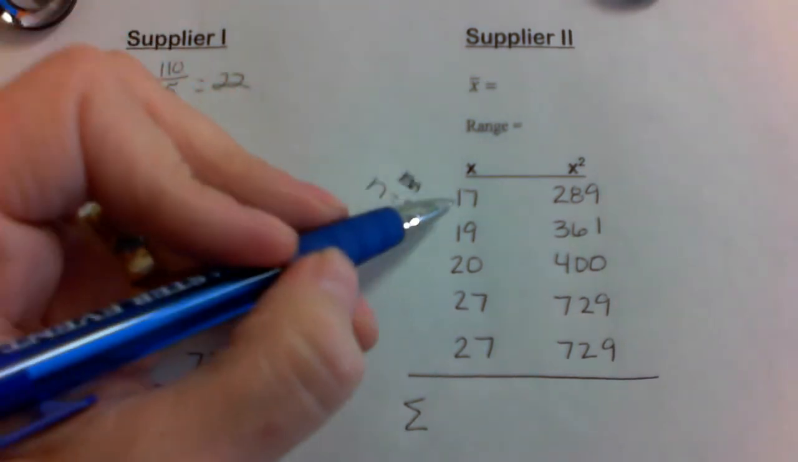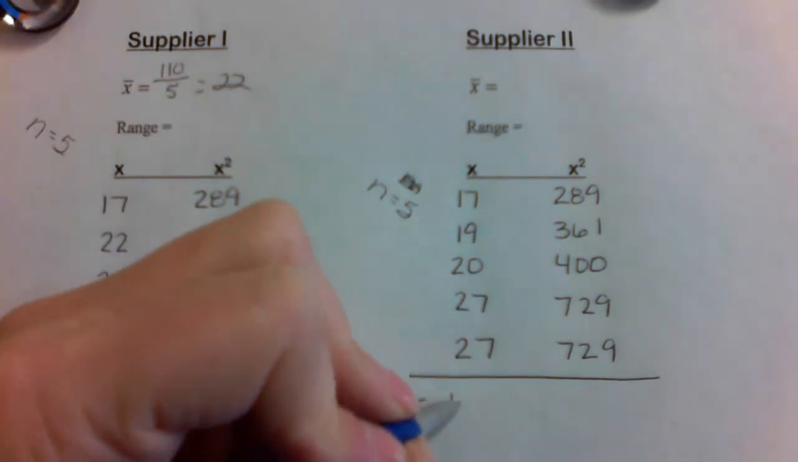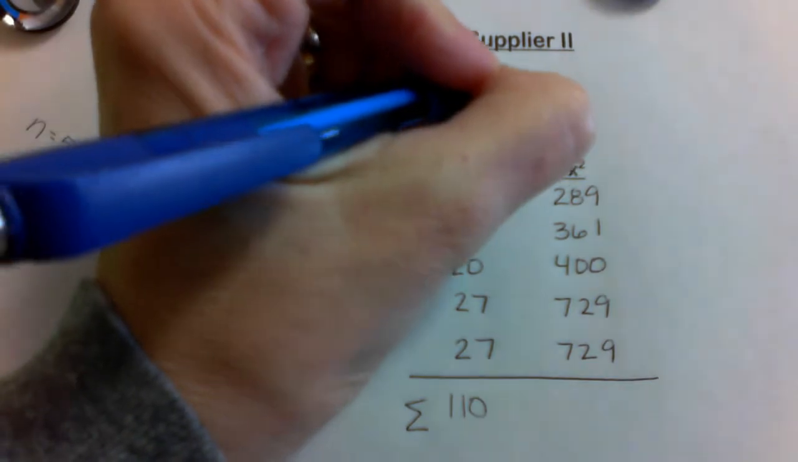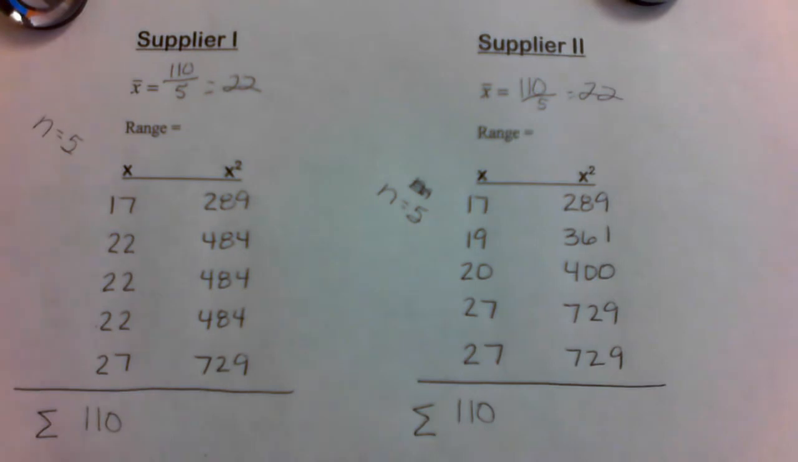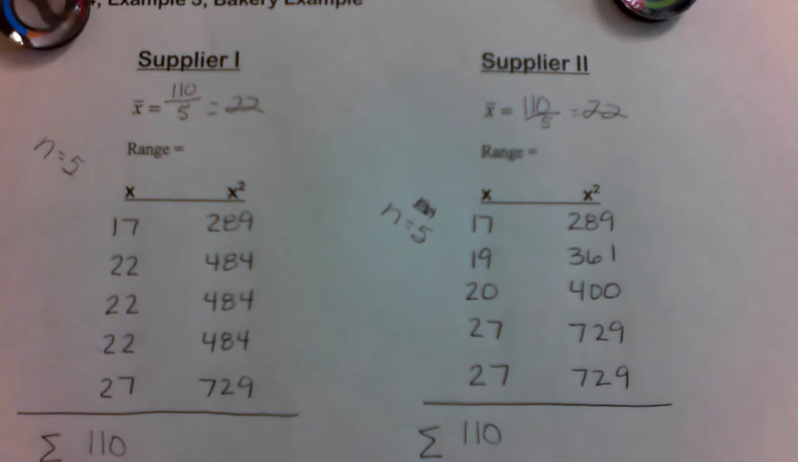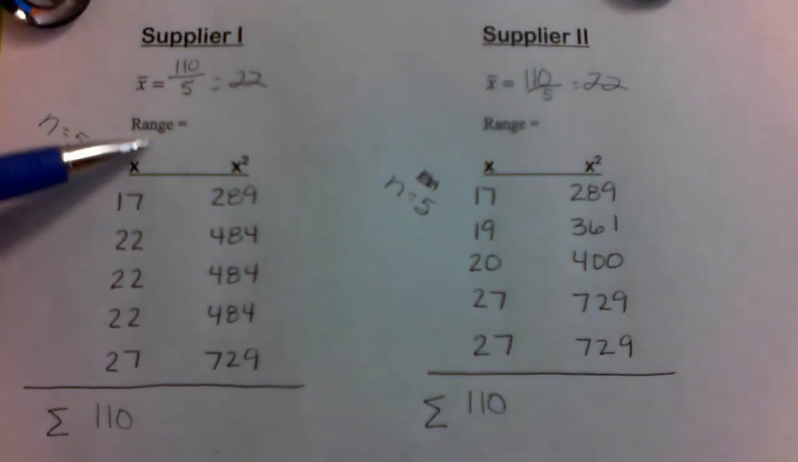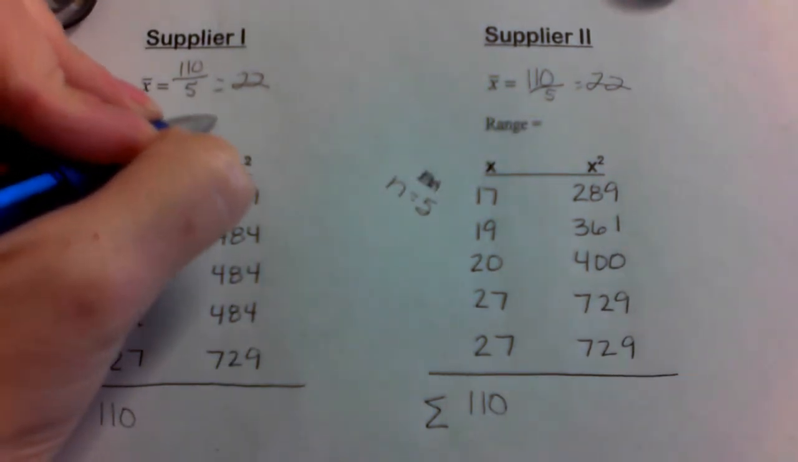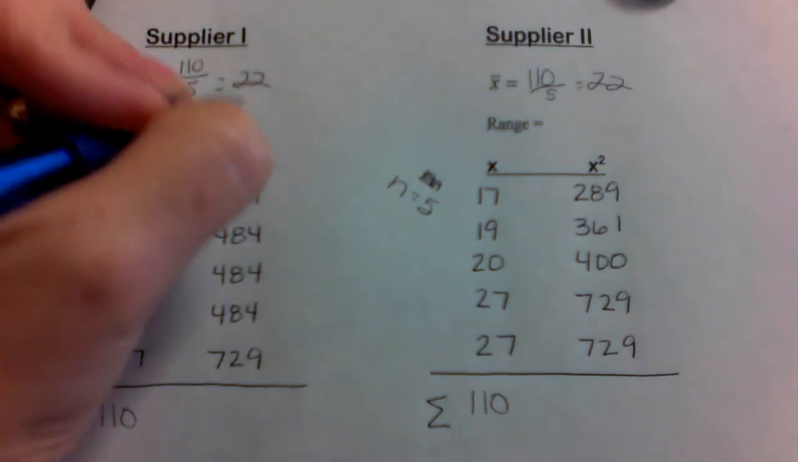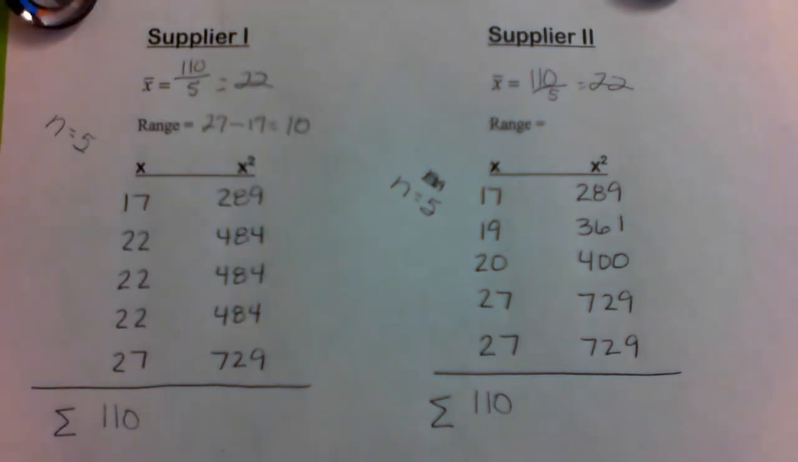So then I would come over here, the summation of these, so I'm going to add these 5 numbers up, and what you'll find is it adds up to 110 as well. So 110 divided by 5, well, this supplier is giving me 22 ounce boxes on average as well. So then I want to see how my values vary from one another. The first type of variation I'm going to look at is the range. And that is taking your largest value, in this case 27, minus the smallest, which is 17. So it has a variation of 10 ounces from the largest to the smallest.